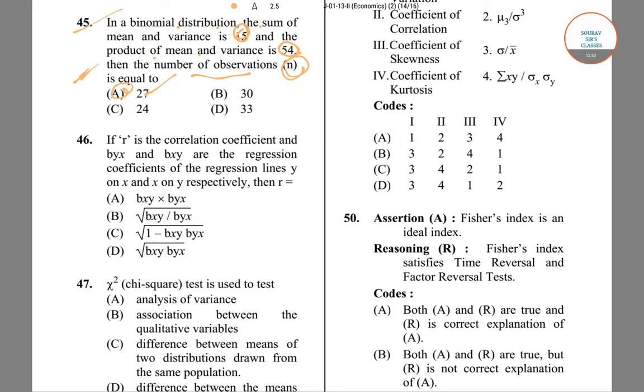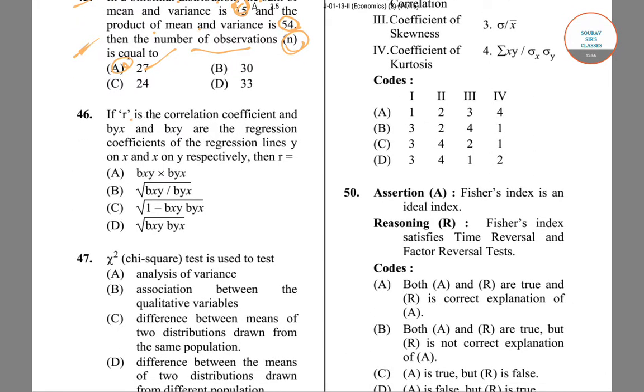Now I'll come straight to this question: if r is the correlation coefficient and byx and bxy are the regression coefficients of the regression lines y on x and x on y respectively, then r equals which of the following options? I'll be giving you a couple of seconds before I answer this question. For this question the right answer is option D.